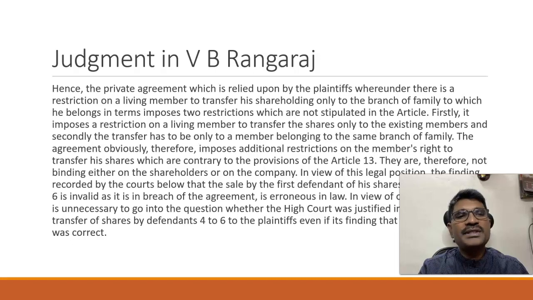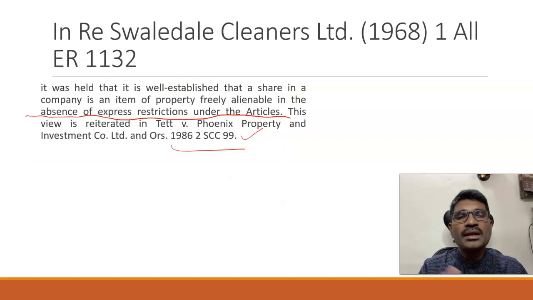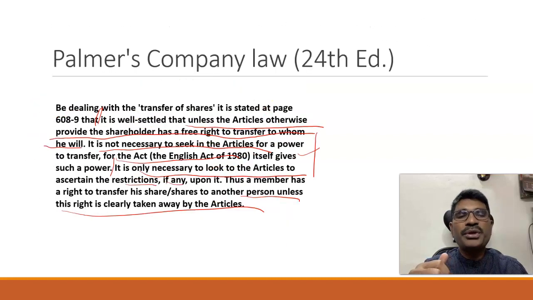So therefore, we see the judgment of V.B. Rangarajan, and they also talk about the validity of an agreement. They say the agreement becomes invalid because it is contrary to the articles. The V.B. Rangarajan judgment says restrictions are permitted but not contrary to the articles of association. If it is contrary to the articles of association, then the AOA prevails over the restrictive clauses. This is about private limited company restrictions. In the same case only, these references are made, so I am putting these references to help you understand the subject.